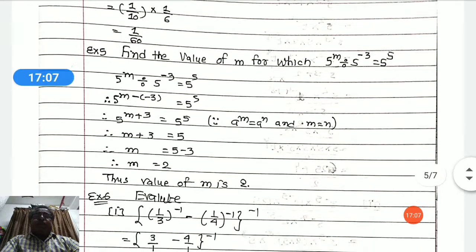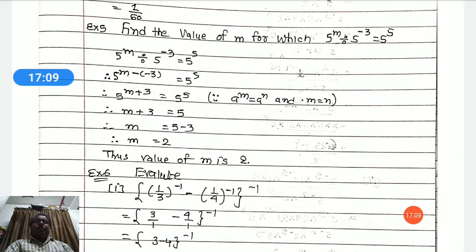Now example number 5, find the value of m for which 5 raised to m divided by 5 raised to minus 3 is equal to 5 raised to 5. We are given that 5 raised to m divided by 5 raised to minus 3 is equal to 5 raised to 5. So 5 raised to m minus minus 3 is equal to 5 raised to 5.